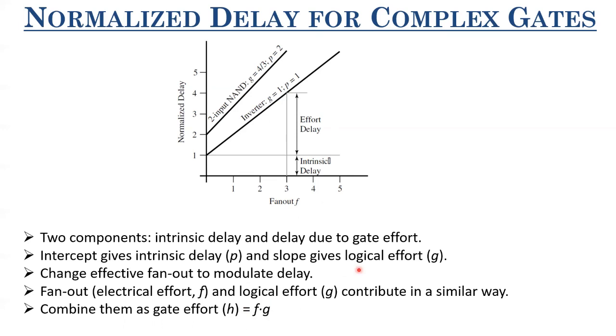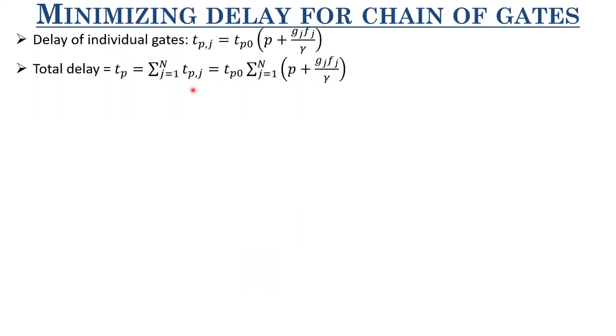So now the problem at hand is to minimize the delay for a chain of gates, right? We saw that we can write the delay of an individual gate as TPJ equals TP0 times E plus GJ into FJ by gamma. Now this GJ into FJ, we call H of J, the gate effort of the jth stage. Now the total delay of this chain of gates would be the summation of the individual delays, so it will be simply summation j equals 1 to n of TPJ. And if you do that, it comes out as TP0 times summation over j equals 1 to n of E plus GJFJ divided by gamma.